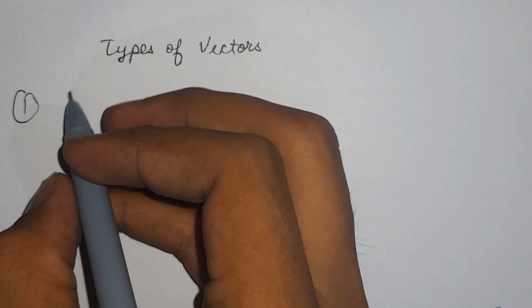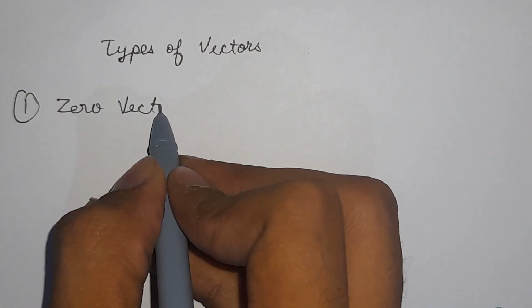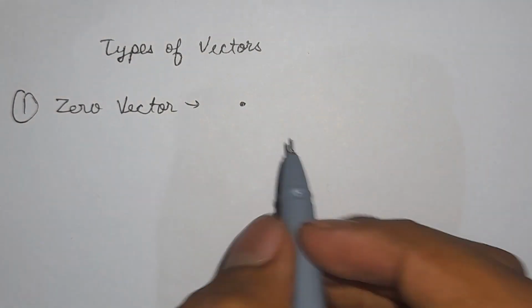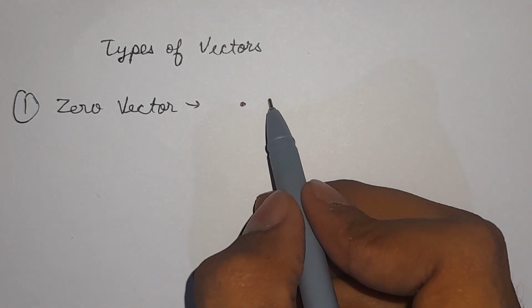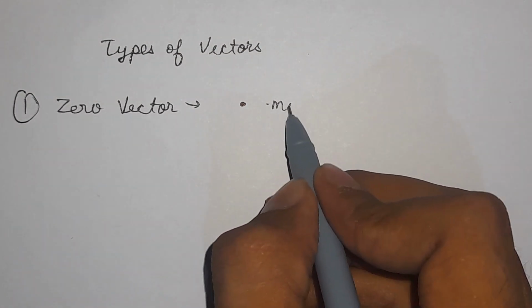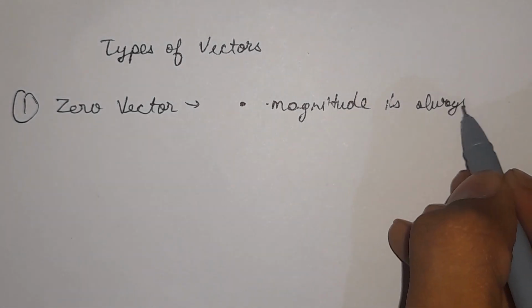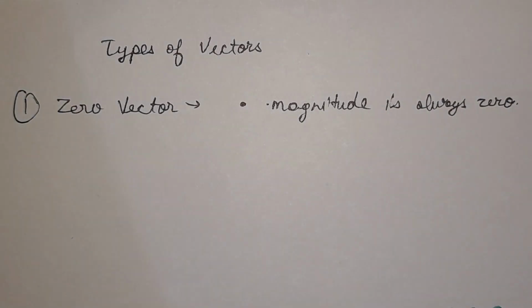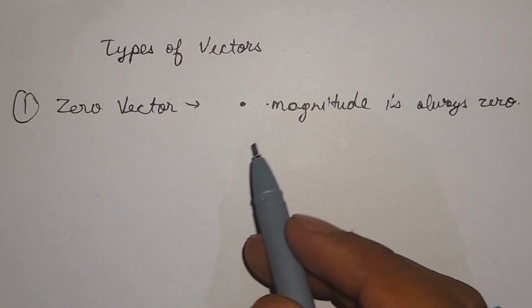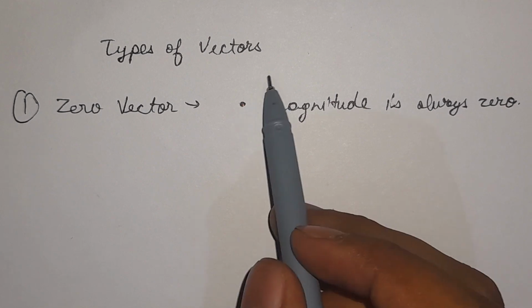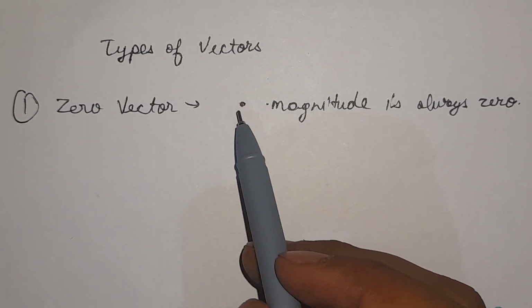There are different types of vectors based on their position and magnitude. The first one is the zero vector. What is a zero vector? If the initial point and the terminal point coincide, that is a zero vector. That is, its magnitude is always zero. And the second thing is, you can't define the direction of a zero vector because it is like a point, so you can't decide where it is going, whether in this direction or that direction. So the direction of a zero vector can't be assigned.